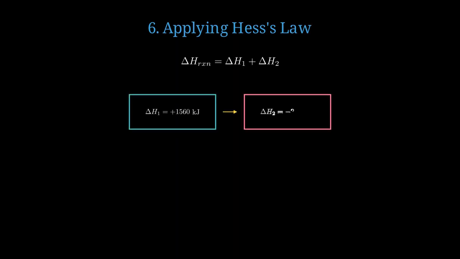Now we apply Hess's law to find the overall reaction enthalpy. According to Hess's law, the reaction enthalpy equals delta H1 plus delta H2. We have delta H1 equals positive 1,560 kilojoules, and delta H2 equals negative 3,352 kilojoules. Adding these together, 1560 plus negative 3,352 equals negative 1,792 kilojoules.